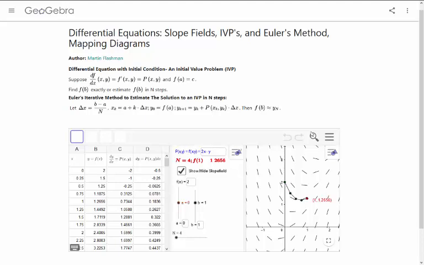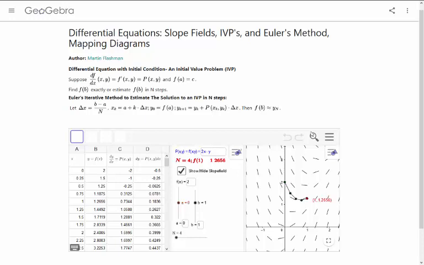In this section, we're going to look at some built-in features of GeoGebra for dealing with differential equations. In particular, slope fields, Euler's method, initial value problems, and the GeoGebra features that are included in spreadsheets, as well as the built-in features for solving differential equations that use the slope field to visualize that differential equation.